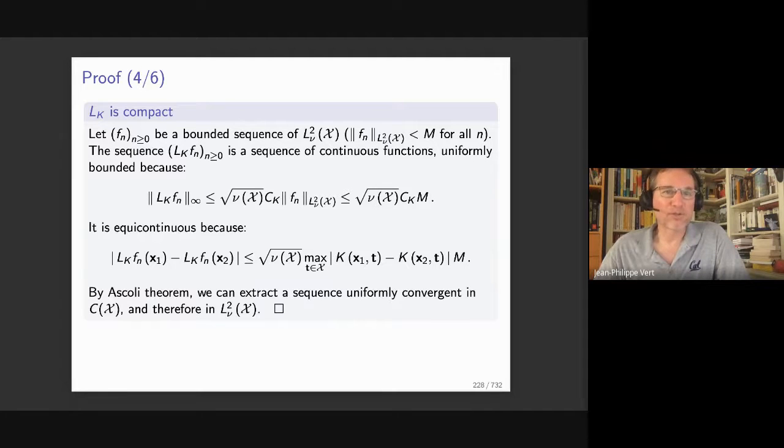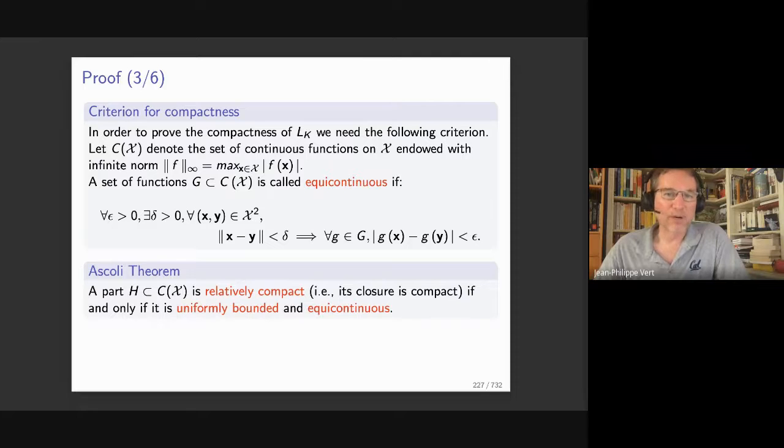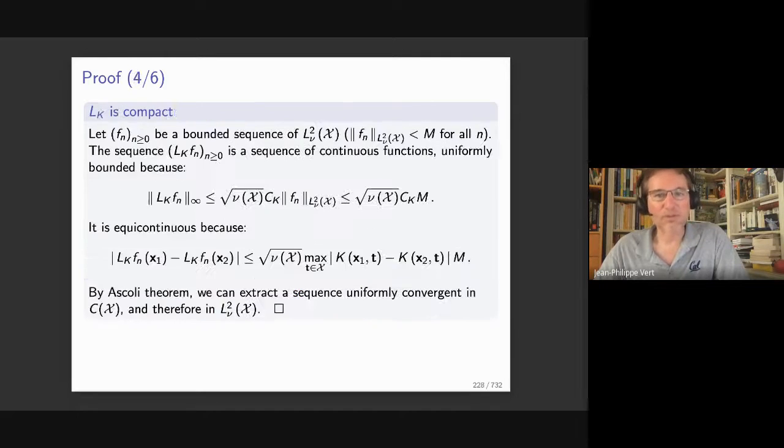Because remember that to show that Lk is compact, we need to start from any sequence of functions fn, which are bounded. We need to show that when we take their images, we can extract a subsequence of Lk fn that converges. And to do that, we just use Ascoli theorem to show that the set Lk of fn, when n is an integer, is uniformly bounded and equicontinuous. And therefore, we can conclude that we can extract a subsequence that converges.